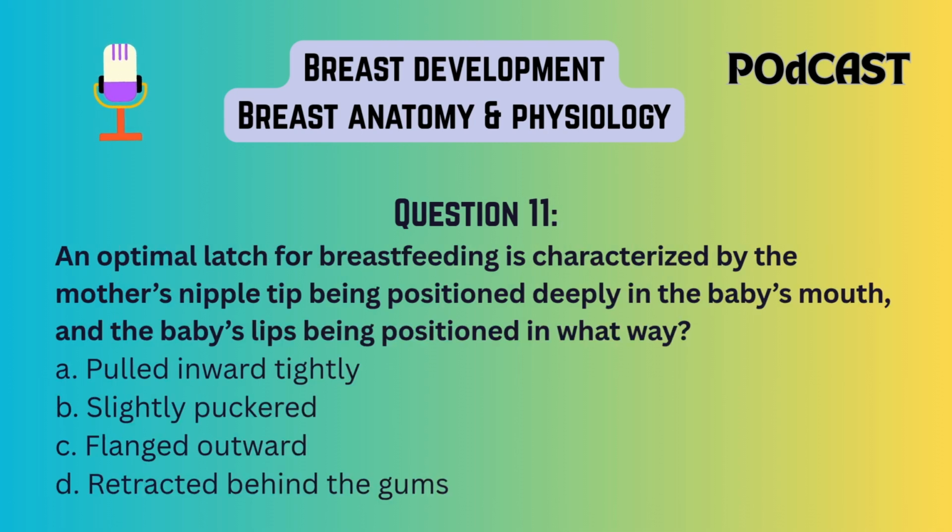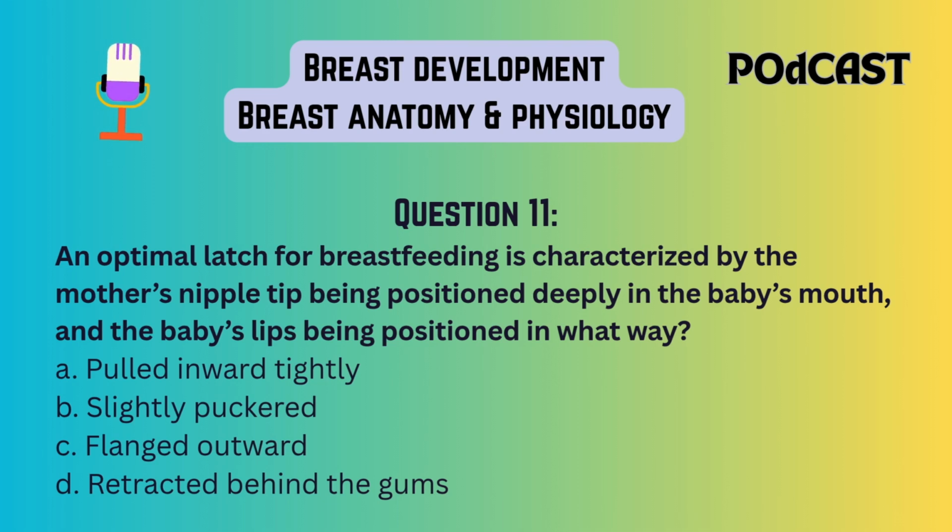Question 11. An optimal latch for breastfeeding is characterized by the baby's nipple tip resting deeply in the mouth and the baby's lips being positioned in what way? A, pulled inward tightly. B, slightly puckered. C, flanged outward. D, retracted behind the gums. The correct description is C, flanged outward.